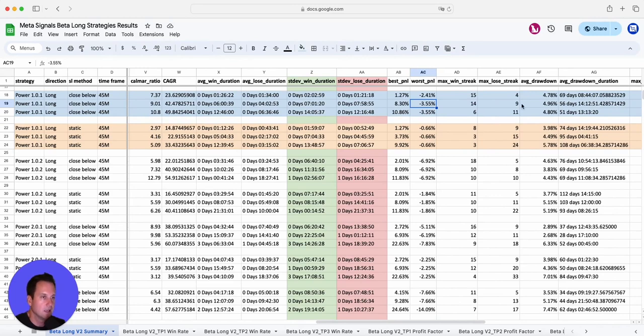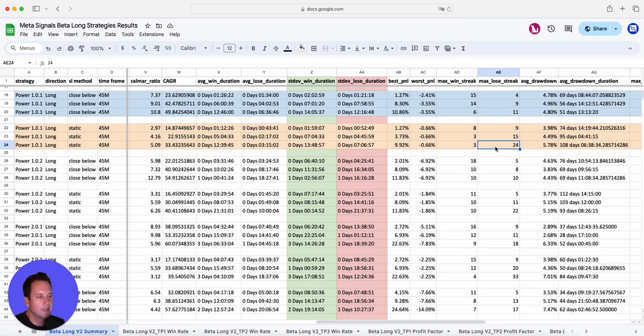Win streaks and losing streaks. Keep in mind that this strategy here provided the best long-term P&L, the close below on the take profit 3. You also had to put up with 11 losers in a row. The static method also provided a decent long-term P&L. You had to put up with 24 losers in a row.